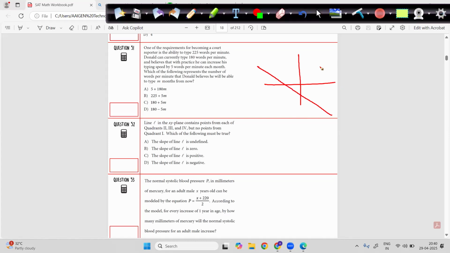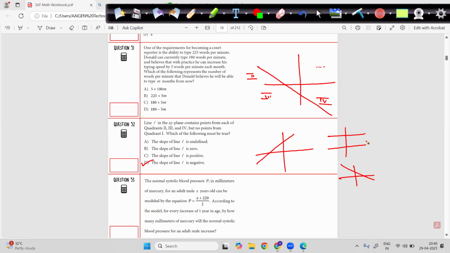So a line is like this. It does not have any point in quadrant 1, but it has points from quadrant 2, quadrant 3, and quadrant 4. That means there are 3 types of lines: a positive line, a neutral line, and a negative line. So which of the following must be true? The slope of the line L is negative. So the answer is D, D for Delhi. Simple, right? That is what I'm telling.